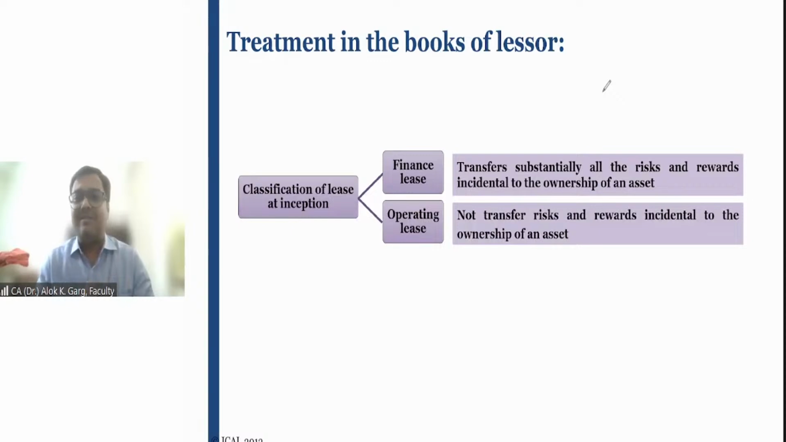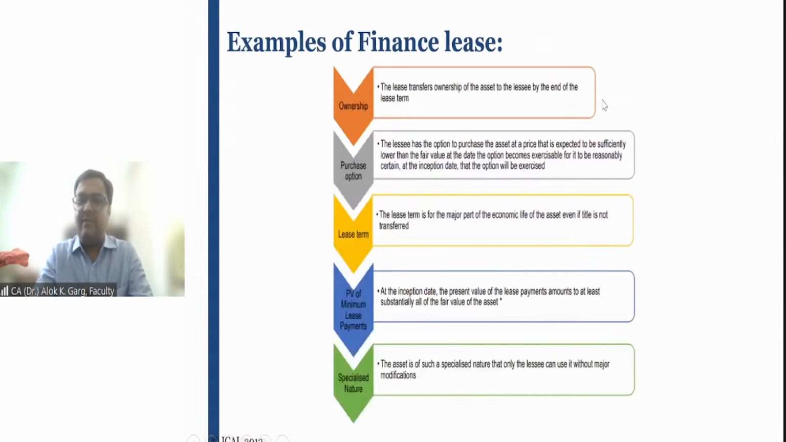Why? Because if there is a purchase option which is available to the lessee and the exercise price is also fixed, meaning it is a very negligible price, in that case, if the value of that property or car increases, the benefit incidental to the ownership lies with the lessee only, not the lessor. Is that clear?